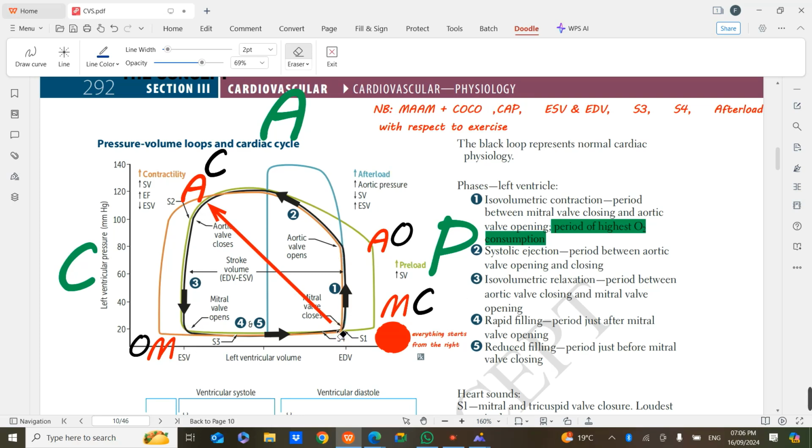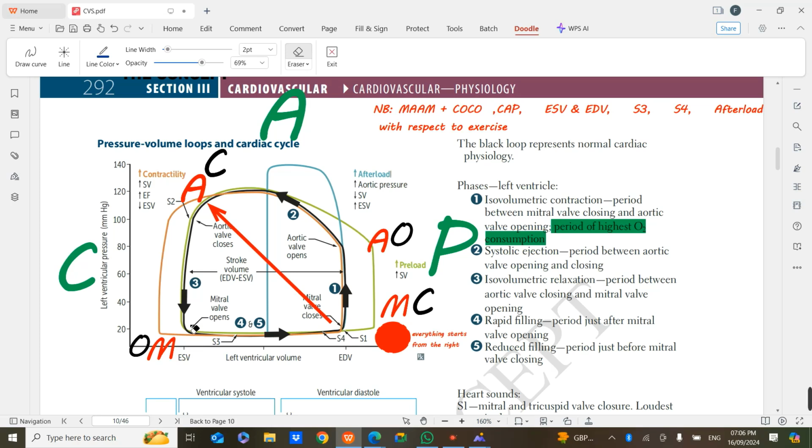Now, the advantage of this MAM Coco is that, if they ask you where is the aortic valve closing, where is the aortic valve opening, where is the mitral valve closing, where is the mitral valve opening, you already know. You just put MAM Coco. My mitral valve closure is here. My aortic valve opening is here. My aortic valve closure is here, this angle. My mitral valve opening is here.